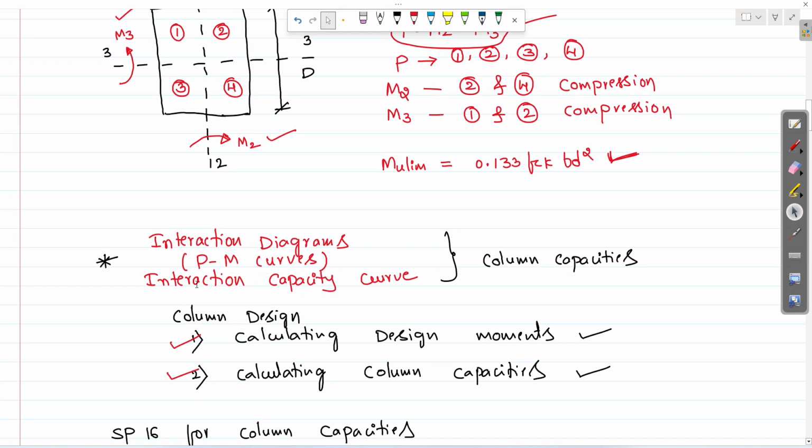So mainly column design includes two steps. One is calculating the design moments and the other is calculating column capacities. So in this lecture I covered these two steps: calculating design moments and calculating column capacities.